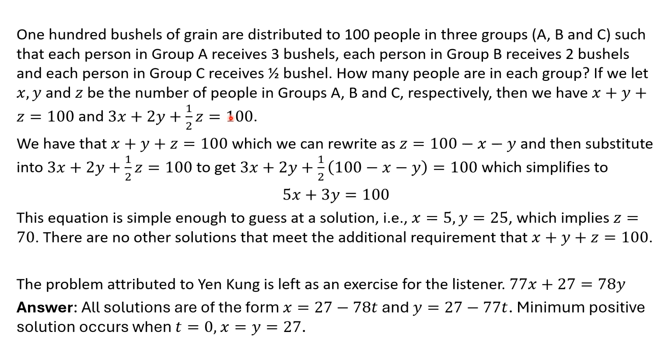So that was a little bit tricky because we had 2 equations. We needed to simplify and combine the 2 of them together to get one Diophantine equation. In this case, we were able to guess at the answer. So the last one I'll leave as an exercise, the one from Yen Kung. But I'll give you the answer so you can check it once you solve it. It's x equals 27 minus 78t, and y equals 27 minus 77t. And the minimum positive solution occurs if you take t equals 0, and you get x equals y equals 27.